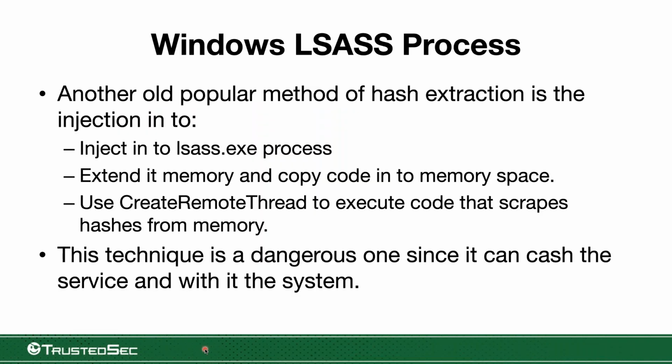Now, another method that we can actually dump local hashes is through the LSASS process. It's very old and popular. Now, if we look at the steps that it takes, it injects into the LSASS process, extends the memory, copies a stub of code into that memory space, and then uses CreateRemoteThread to run under the context of LSA to dump the passwords. This is how pwdump, Meterpreter, and Cobalt Strike actually work.